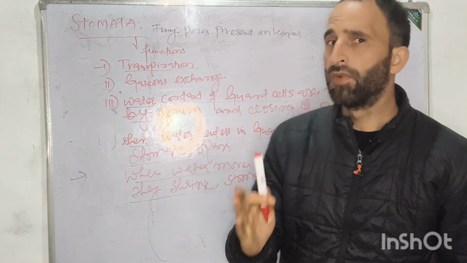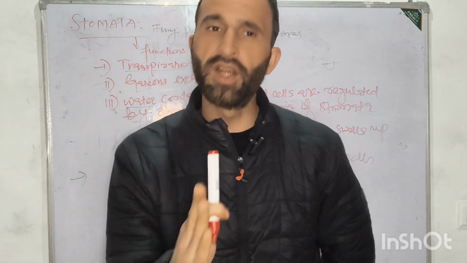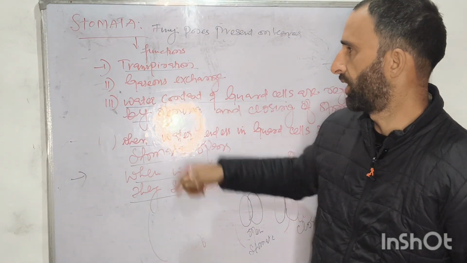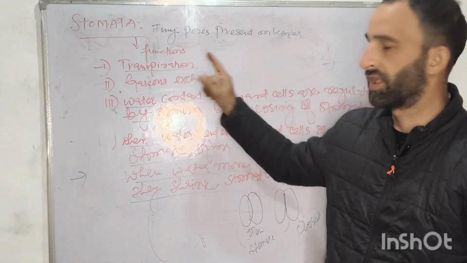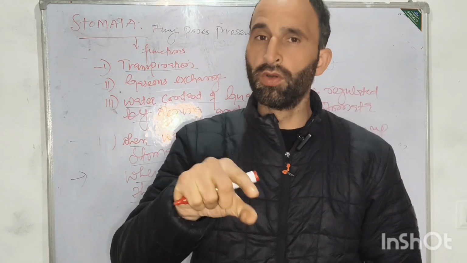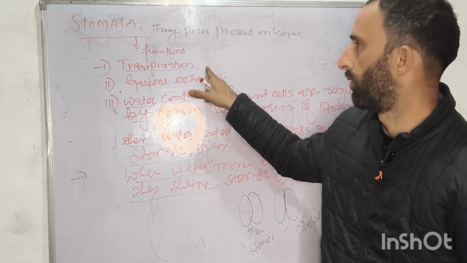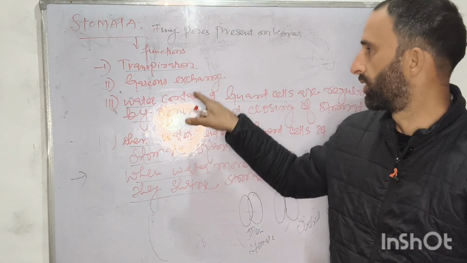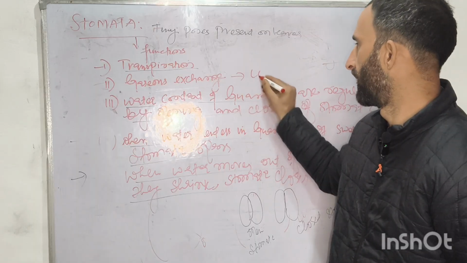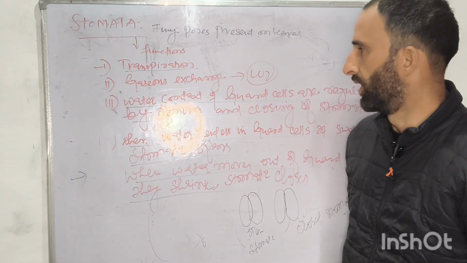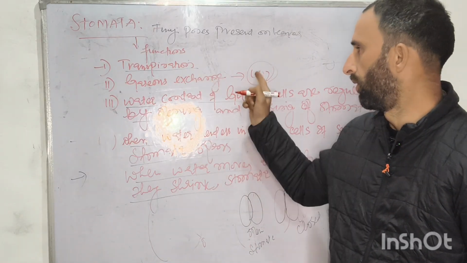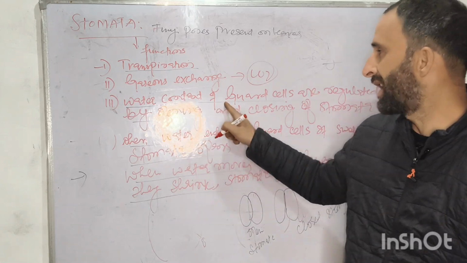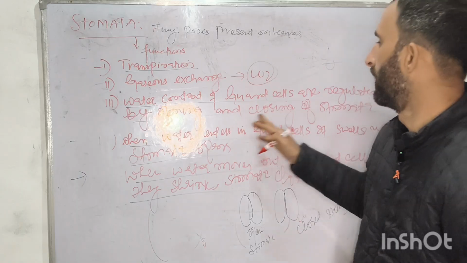Now we have to see what the functions of these stomata are. As you know, the functions of stomata are transpiration and gas exchange. What is transpiration? Loss of water occurs through these pores, the stomatal pores. Gas exchange also occurs through these pores, like carbon dioxide enters into leaves through these stomata. Another important function is that the water content of the guard cells is regulated by opening and closing of stomata.